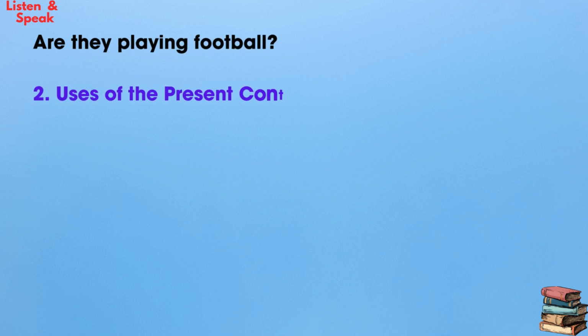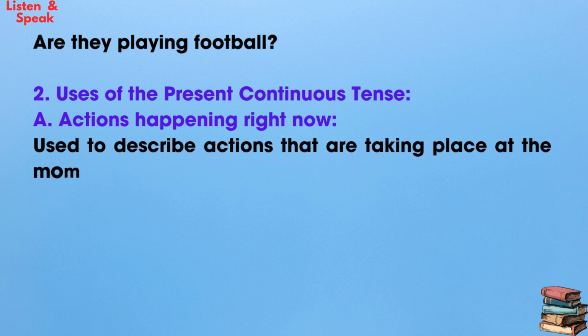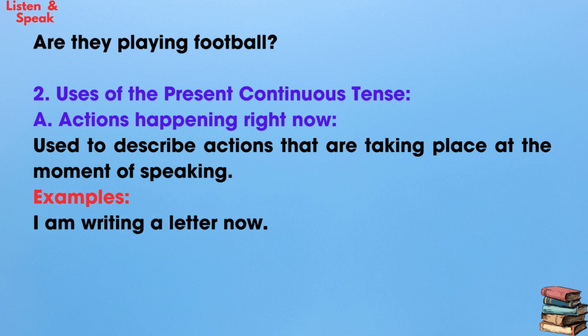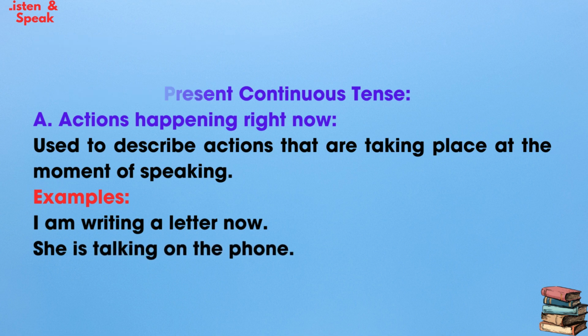2. Uses of the present continuous tense. A. Actions happening right now. Used to describe actions that are taking place at the moment of speaking. Examples: I am writing a letter now. She is talking on the phone.